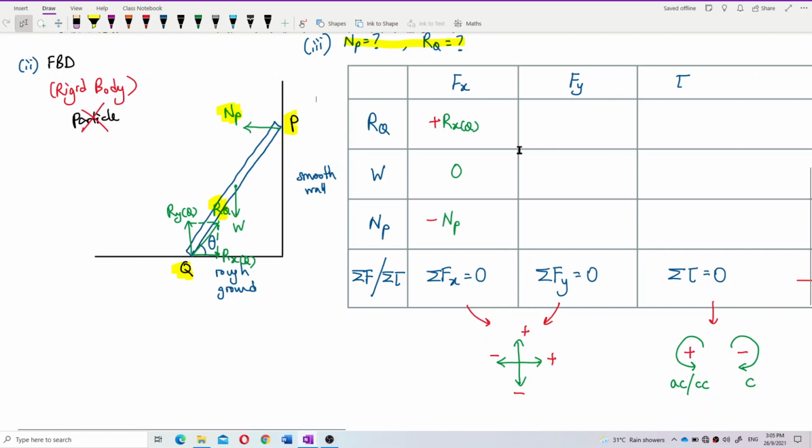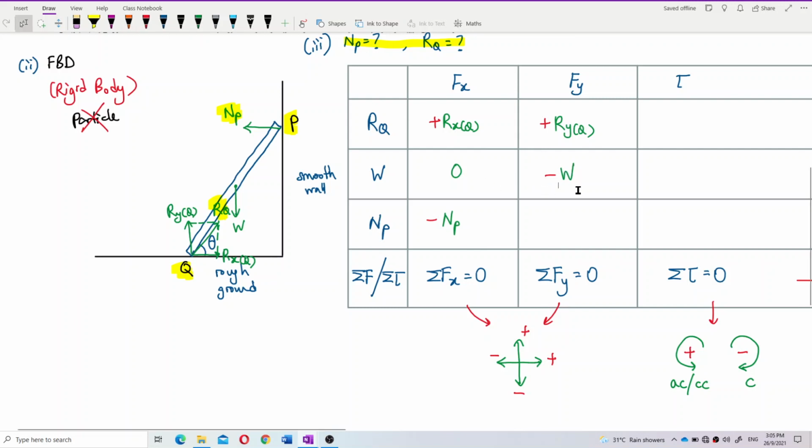How about Fy? How about force in the Y component? Okay, look at RQ. It has forces upward. So that one is positive. I put it as positive RYQ. Okay, that's just that simple. How about the W? W is going downward, so it's negative. Negative W.